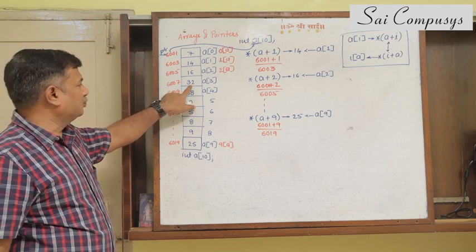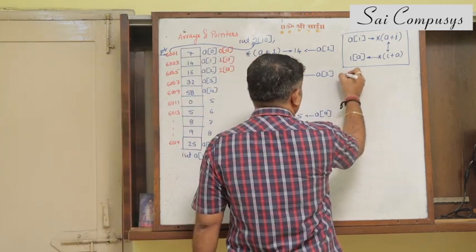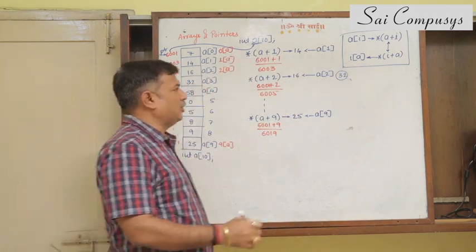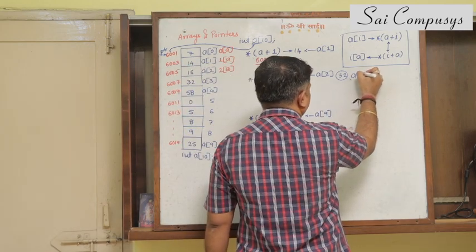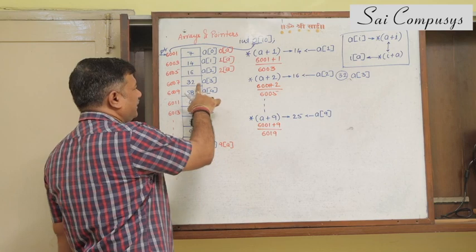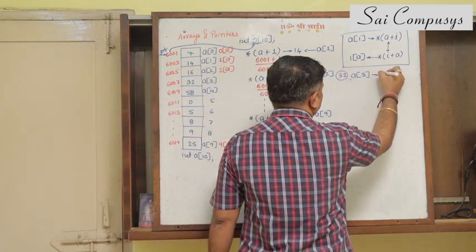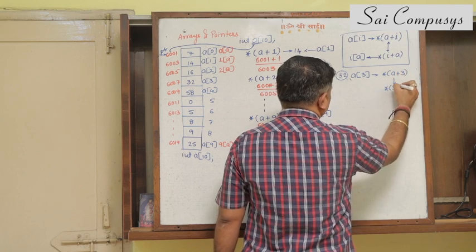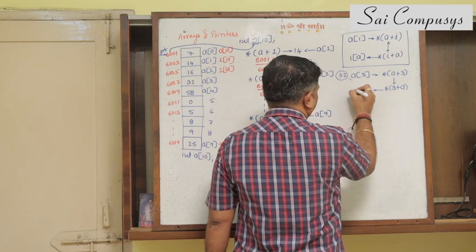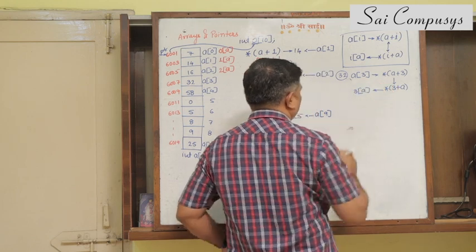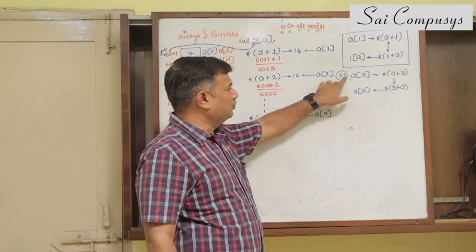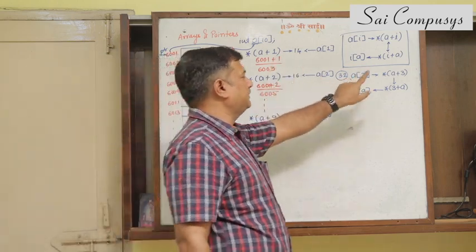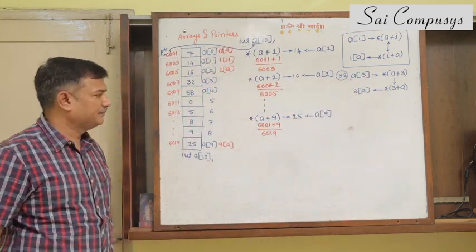Let's take one element, 32. This 32 I can write down using various options. See, 32 can be commonly referred as A of 3. 32 can also be referred in pointer notation as star A plus 3. Can also be referred as star 3 plus A, and this can also be referred as 3 of A. So the same element 32 can be referred by four different notations in C language. You have A of 3, star A plus 3, star 3 plus A, and 3 of A.